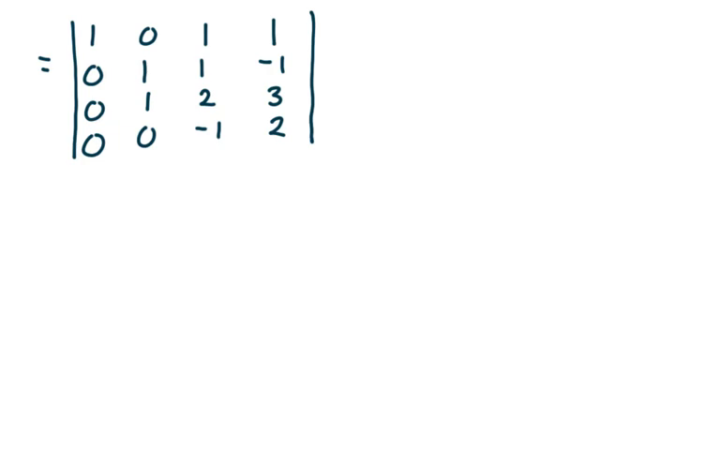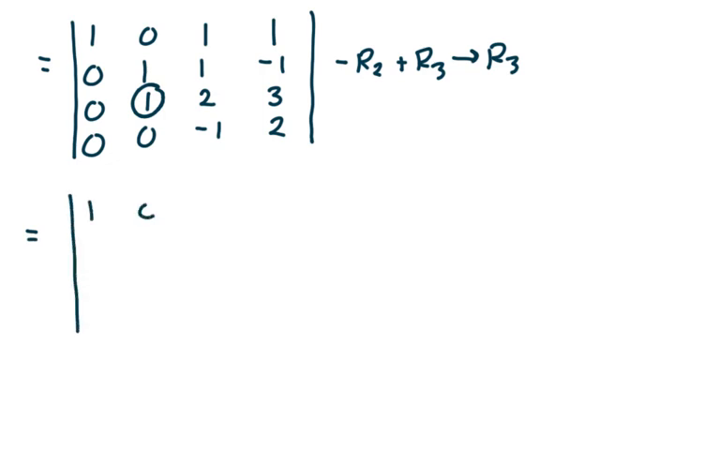Now, from here, I want to turn this entry into a 0. So I'm going to take negative row 2, add it to row 3, put that result back into row 3. When I do that, I get the determinant of 1, 0, 1, 1, 0, 1, 1, negative 1, 0, 0, 1, 4. And then 0, 0, negative 1, 2.